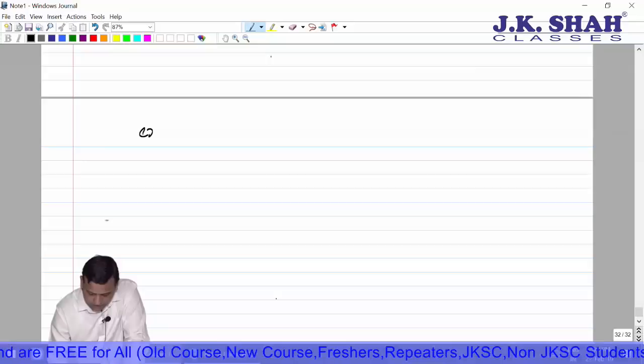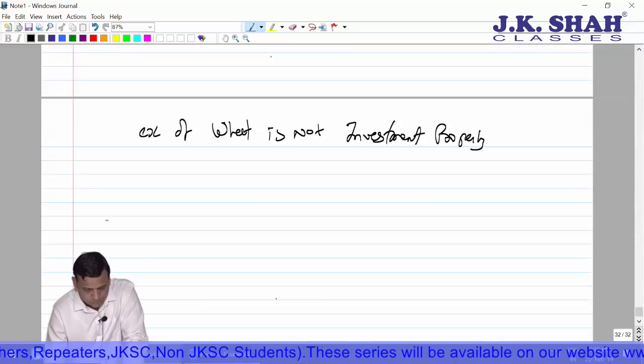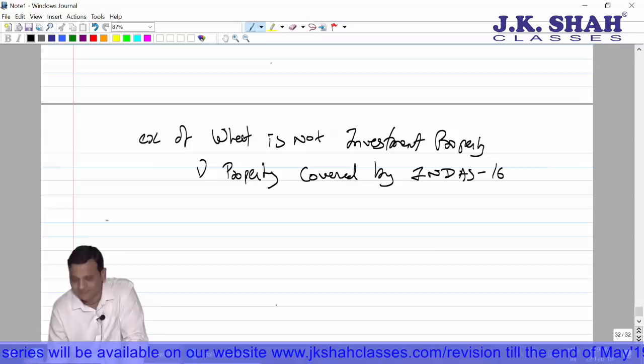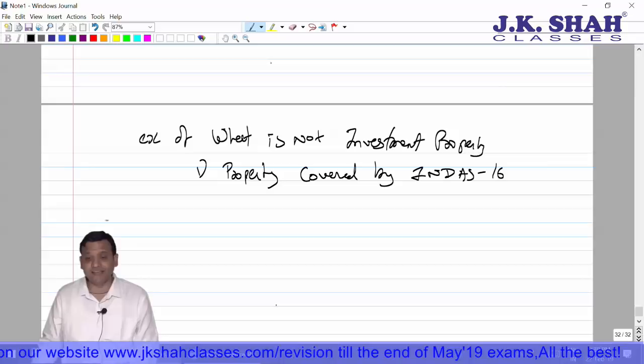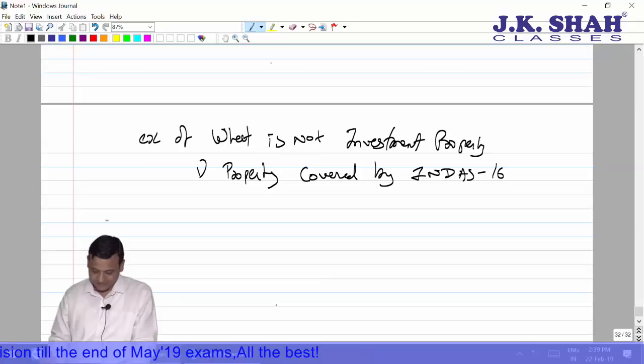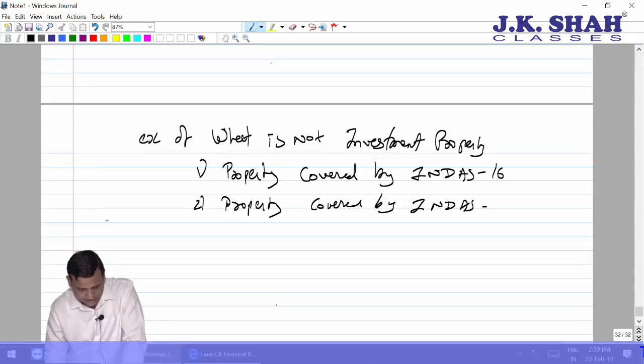Examples of what is not investment property. So, can I say, property covered by IND AS 16? Which property is covered by IND AS 16? The building and land which is used for the purpose of production or for supply of goods or services or for administrative purposes. So, that is IND AS 16. Same way, property held for the purpose of sale is covered by IND AS 2, inventory.